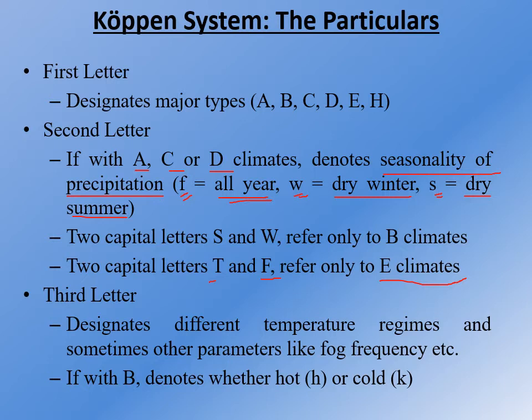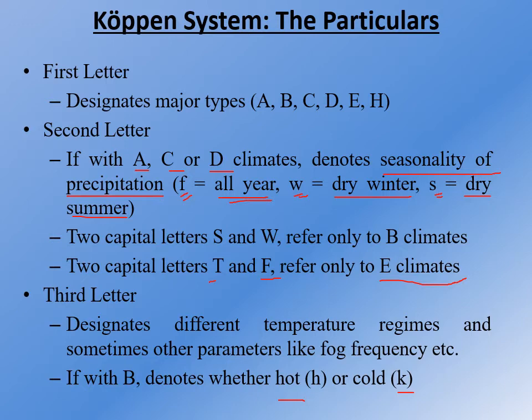Now, if the third letter occurs with B, then it indicates whether there is hot or cold condition. Then it is symbolized with small alphabets like k and h. For hot condition it is small h, for cold condition it is k. So these are the letters, these are the alphabets used to symbolize the different climatic conditions according to the Köppen classification system.